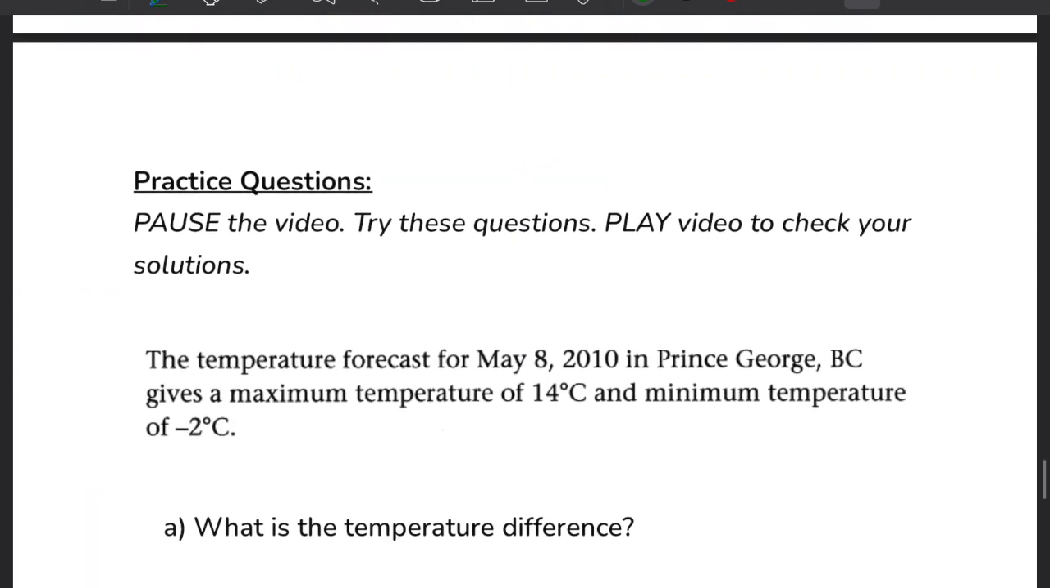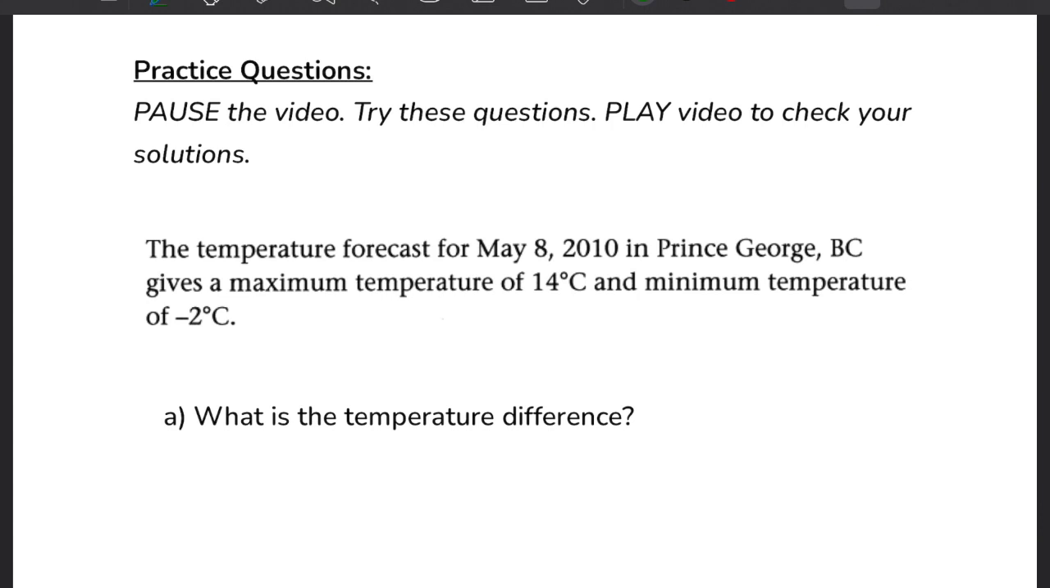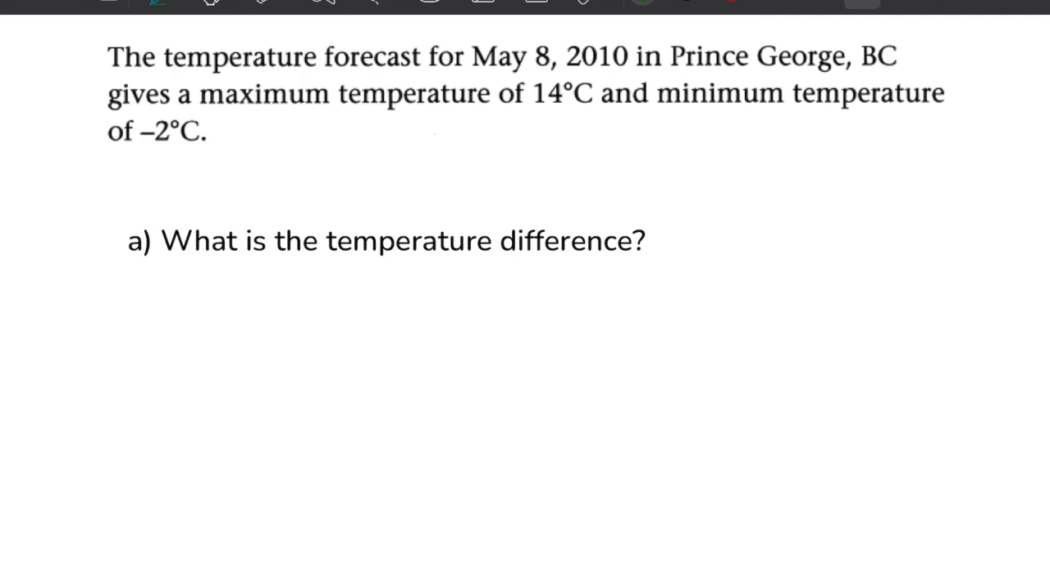So now what we're going to do is practice. Here's one way that we can do this. You can just watch me solve the questions right now. Or if you'd like, you can pause the video, write the question down and solve it by yourself. Then when you're ready, hit play to watch me go over the question so you can check your answers. Okay, so now I'm going to go over this question here. It says the temperature forecast for May 8th, 2010 in Prince George, BC gives a maximum temperature of 14 degrees Celsius and a minimum temperature of -2 degrees Celsius.